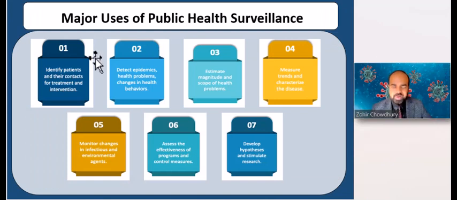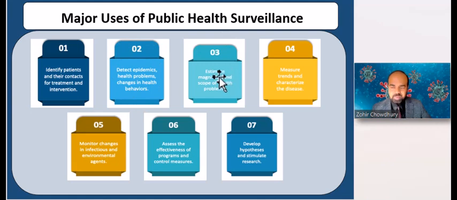The major uses of surveillance can be depicted here in 7 specific ways, and there are definitely more than what I'm presenting here. So each box shows specific ways that public health surveillance can be used, and we'll go into a lot more detail and provide a lot of examples of each of these specific uses. So the first one here is identify patients and their contacts for treatment and infection. That's one possible use. The second possible use is to detect outbreaks, epidemics, health problems, changes in health behaviors.